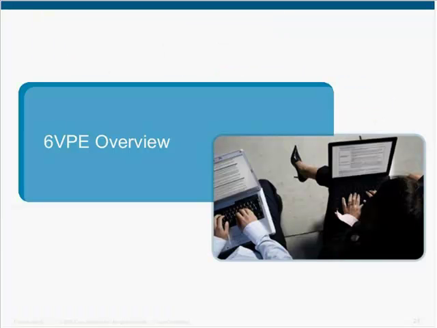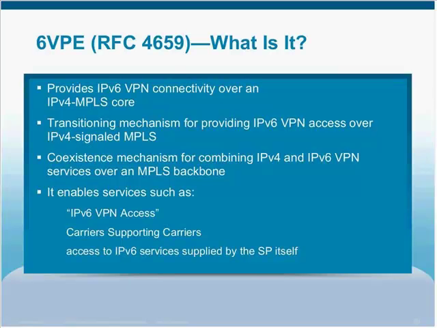So let's talk about 6VPE now. 6PE and 6VPE are very similar. The only difference is that 6VPE provides VPN access. So now the v6 customer sites cannot necessarily access one another. They will only be able to access sites that are within the same VPN. This is actually the same thing as what MPLS VPN or L3 VPN is for IPv4.